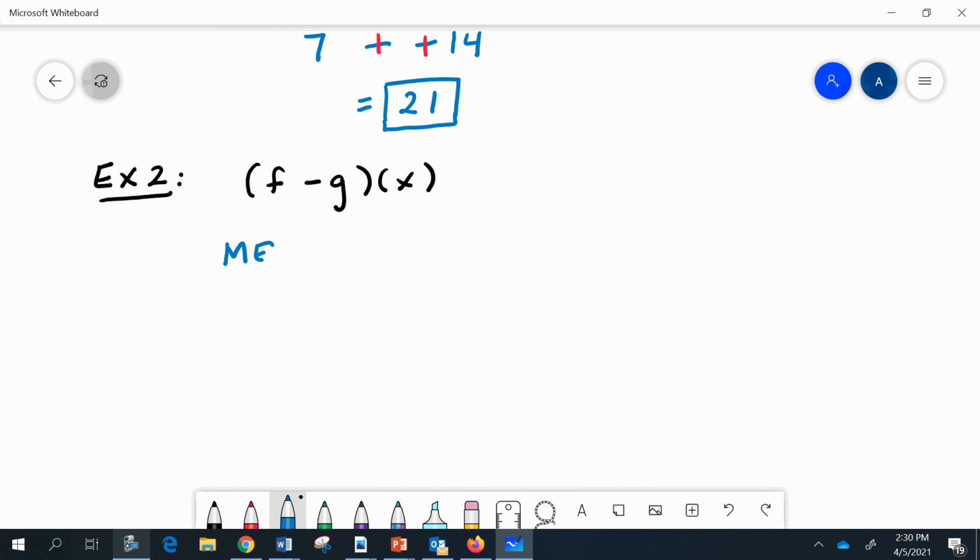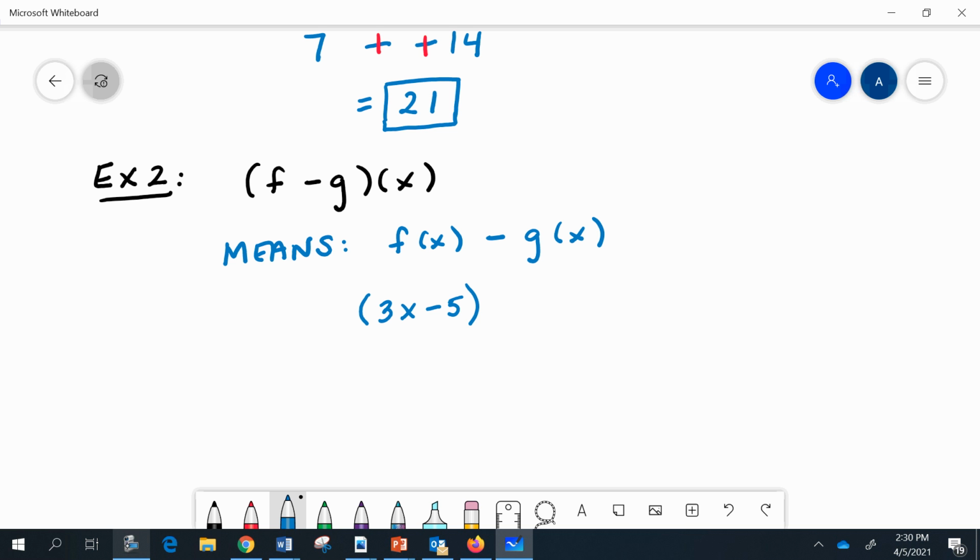All right, so f minus g of x. Again, what does this mean? What it means is we're taking the f of x function and subtracting the g of x function from it. The f of x function was given to us: f of x is 3x minus 5.